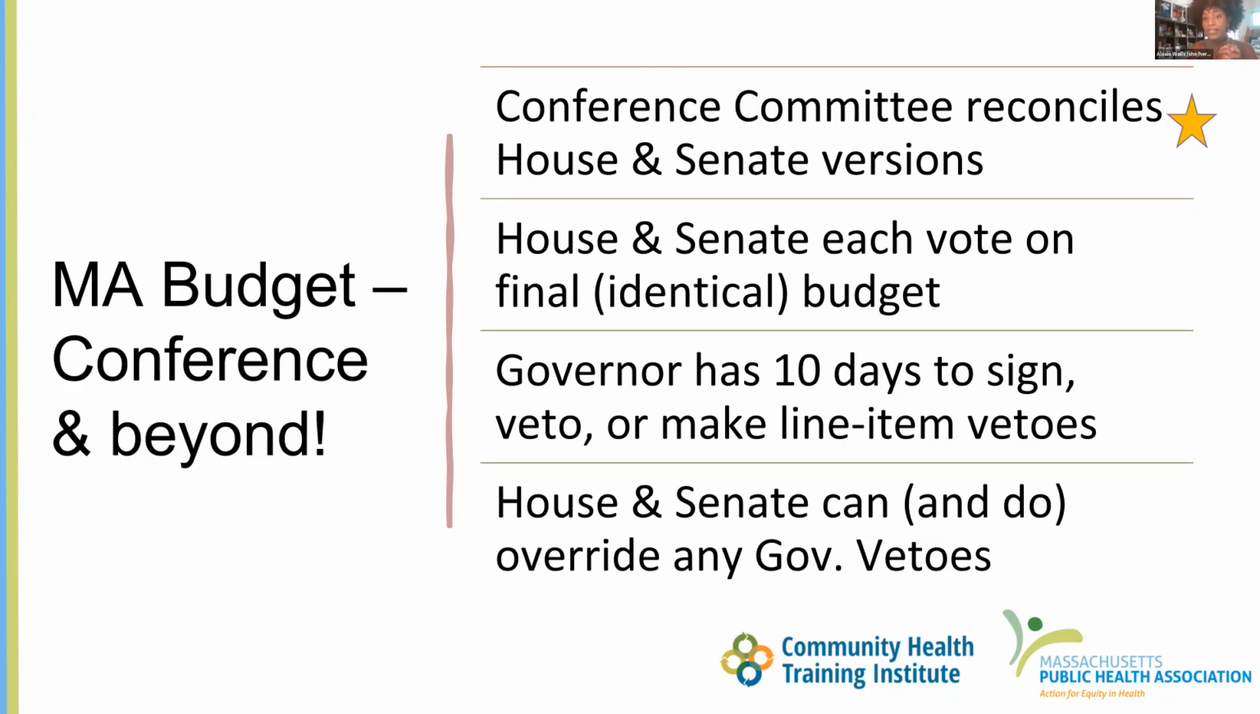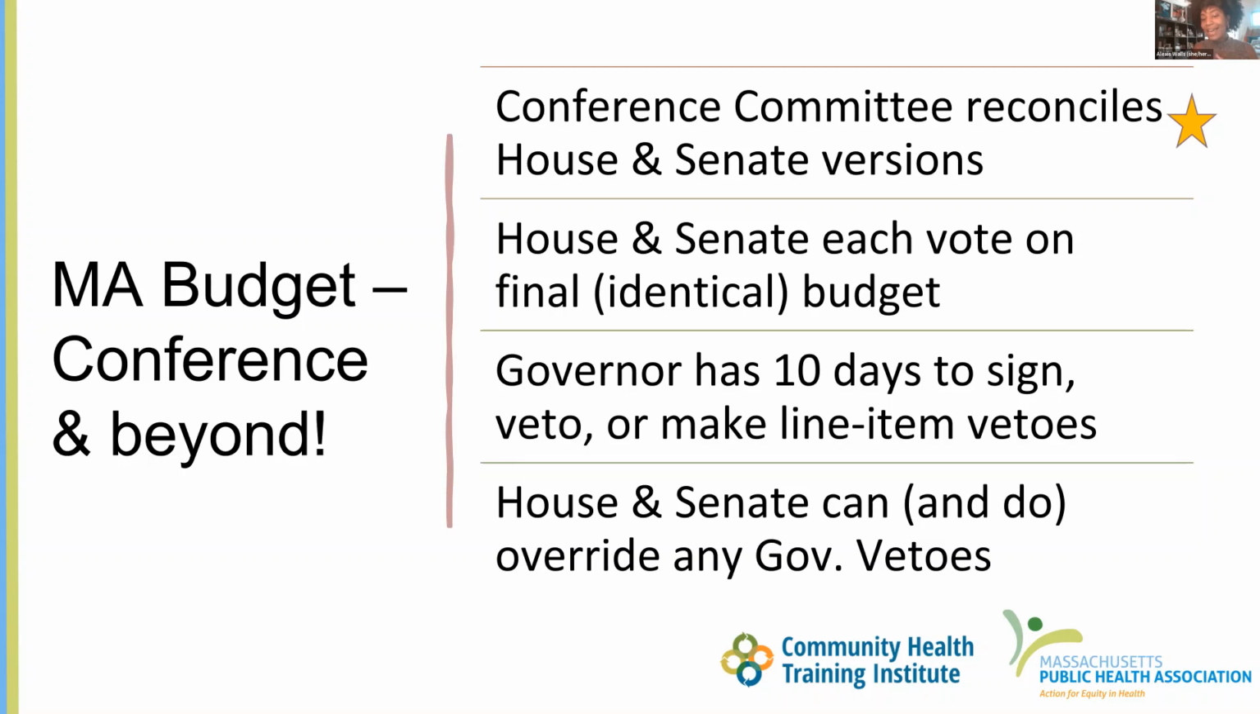But during that process, you have folks who are in leadership positions in the House and leadership positions in the Senate coming together to be conferees and really taking the lead on reconciling those budgets. After a conference committee agrees on what budget they want to put forward, the House and Senate each vote on the final budget, and these budgets at this point are identical because they've been worked out in conference.